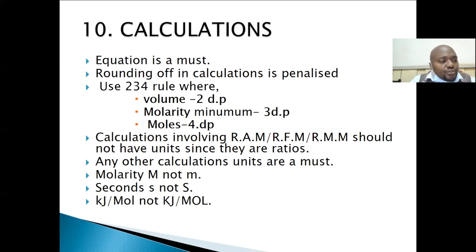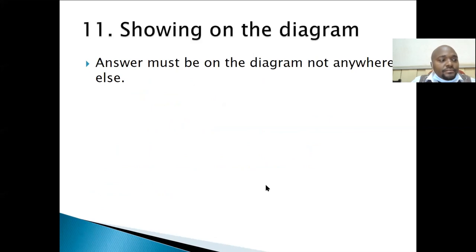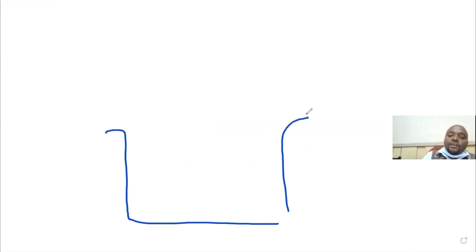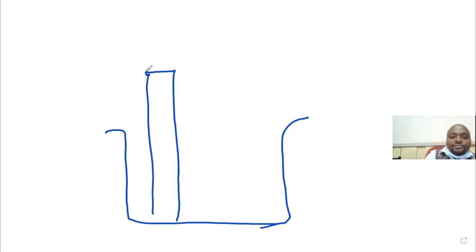Then lastly, when you are told to show on the diagram, it must be clearly on the diagram, not anywhere else. Clearly on the diagram. For example, you are given the electrolysis of aluminum oxide, molten aluminum oxide. So in that case, we have that one.